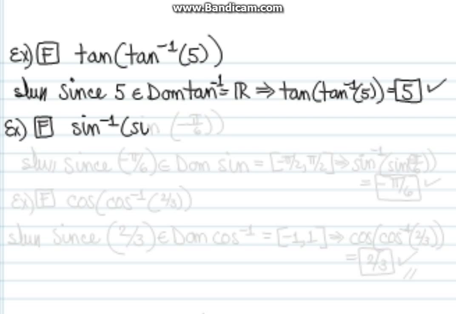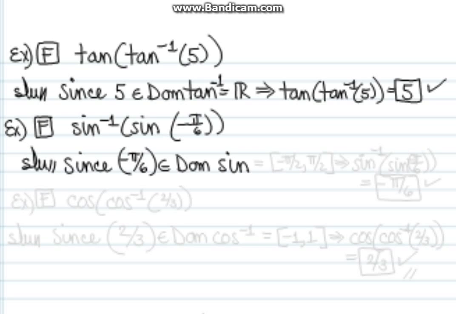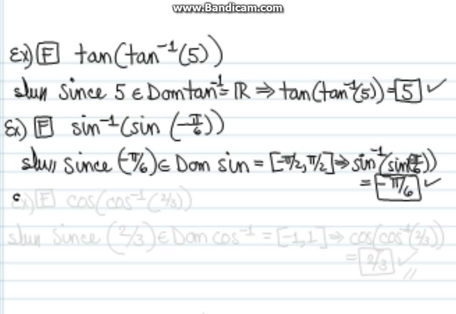How about the sine inverse of the sine of negative pi over 6? Let's check to see if we can do the fast cancellation. Negative pi over 6 is an element of the domain of the inner function sine. The domain of the inner function is negative pi over 2 to pi over 2, and negative pi over 6 lives there. That implies we can do a simple cancellation. Sine inverse of sine, they cancel, and you just get negative pi over 6.